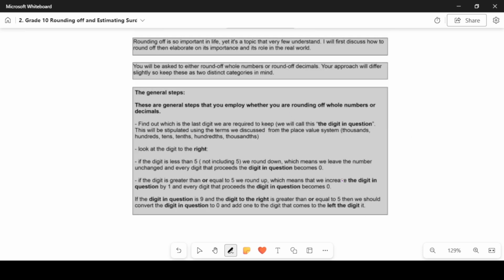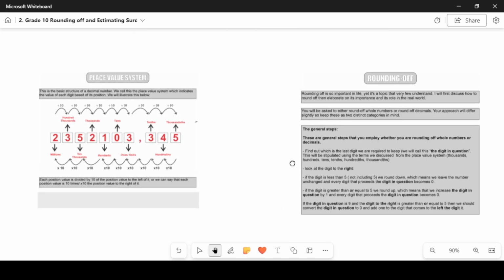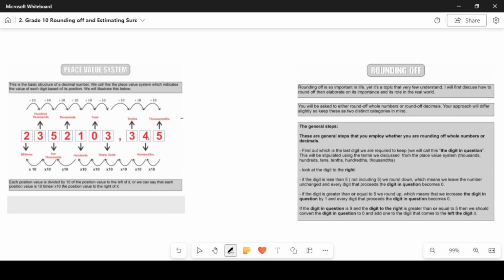Right, so the general steps that you will employ, whether you're rounding off whole numbers or decimals, are as follows. These are general steps that you will apply even if you're dealing with whole numbers or decimals. These rules will still apply. They are universal. So find out which digit is the last digit you are required to keep. We'll call this the digit in question. This is stipulated using the terms we discussed from the place value system, such as thousands, hundreds, tens. So basically, you will be given a question and they'll say round to the nearest tenths. Then you'll come to this column and look at this digit. Focus on it. This is what we call the digit in question.